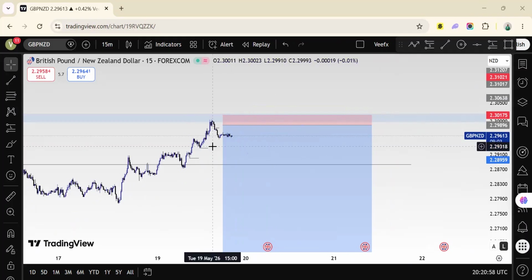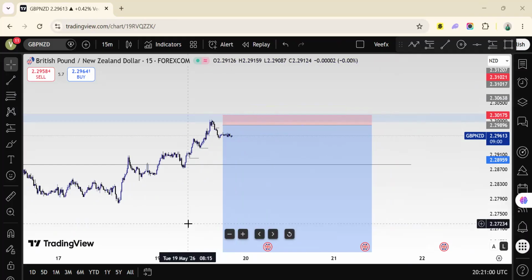Just as you get your market structure for either an uptrend or a downtrend, it's the same thing that you do when you're getting a clear direction of the market. The only difference is that for your directional bias, you're mainly going to be using a higher time frame, either a 4 hour time frame or a daily time frame. Those are the time frames that I use to get my directional bias of the market.